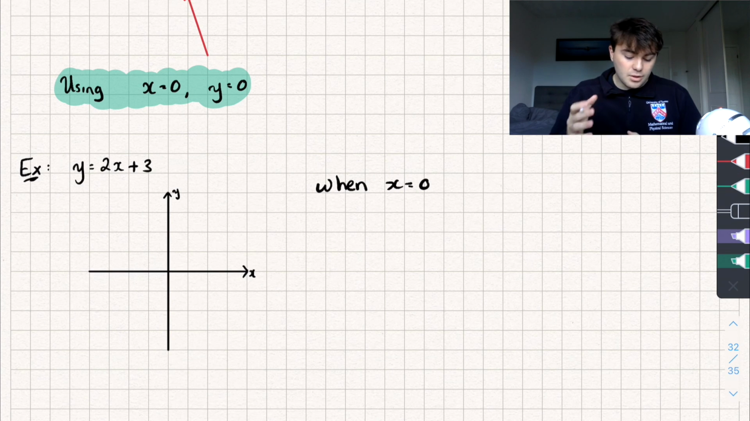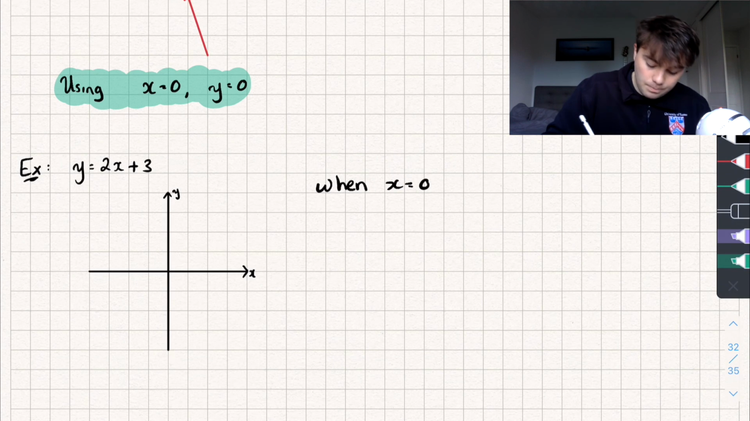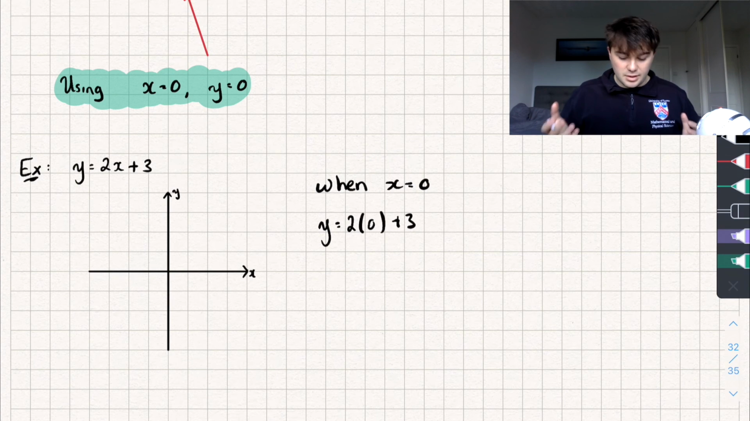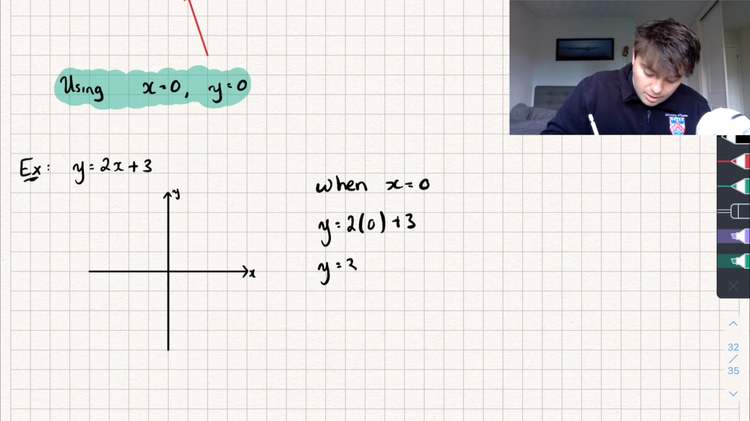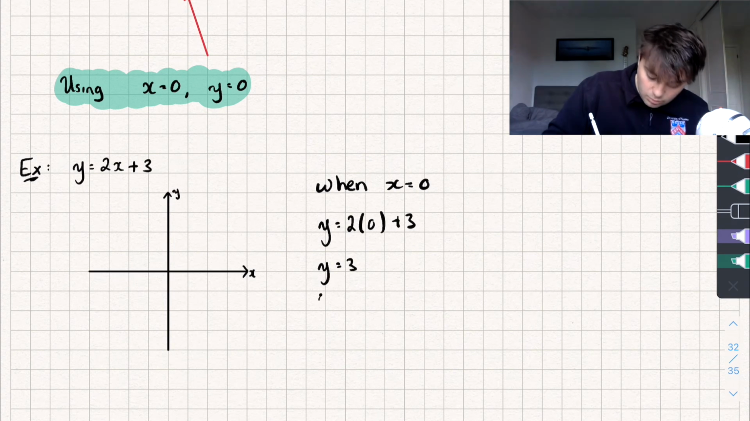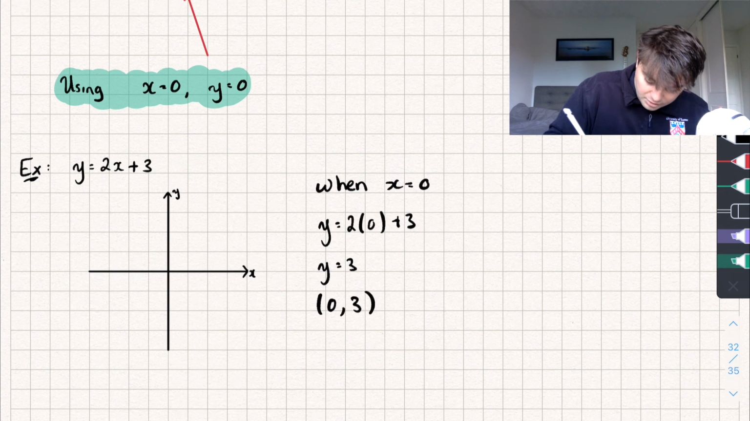So all we do is set x equal to 0 in the equation, and we get that y is going to be equal to 2 multiplied by 0 plus 3. And so 2 multiplied by 0 is 0, so we get that y is equal to 3. And so now we know when x equals 0, y is equal to 3. So this is one coordinate that we have that's on the line.